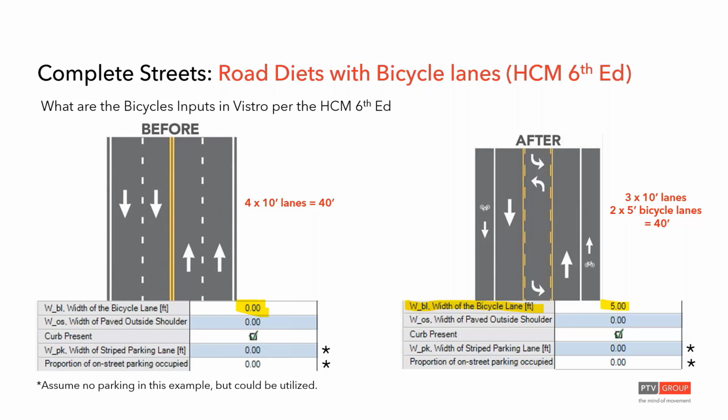And so if you have a curb on your cross section, you would want to check this. Again, this impacts the comfort level of the bicycle, whether he or she is riding along a curb or not. And then as well, there's two inputs for parking. One is to identify the width of the parking lane, and the other is to identify how much of that parking is being utilized.